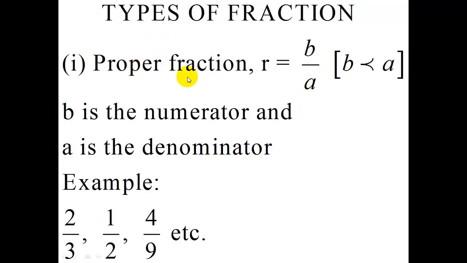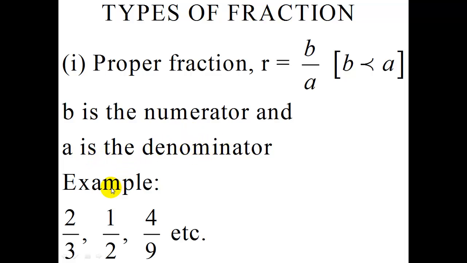Now, if you have a proper fraction, then it means that the numerator b must be less than the denominator a. So for proper fraction, b is less than a. That is, the numerator is less than the denominator. b is the numerator and a is the denominator.